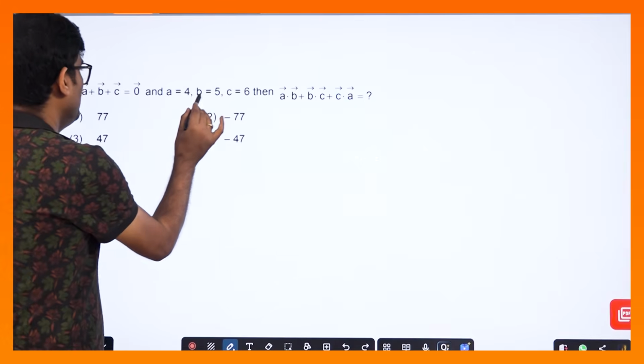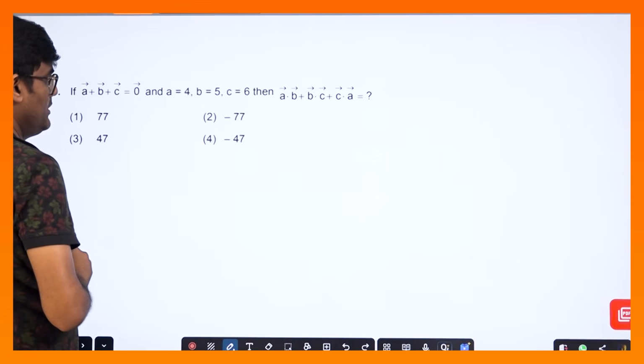A plus B plus C is 0, and the magnitudes of A, B, C are given. What is A dot B, B dot C, C dot A?